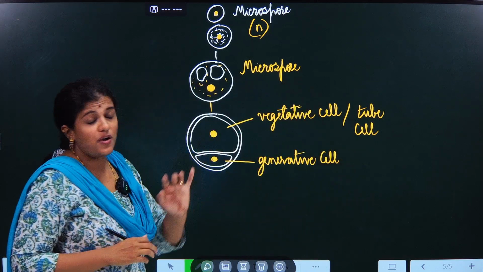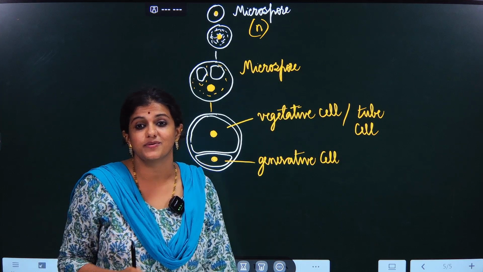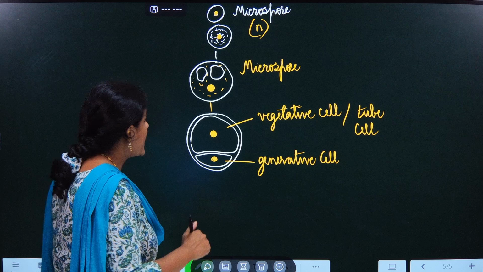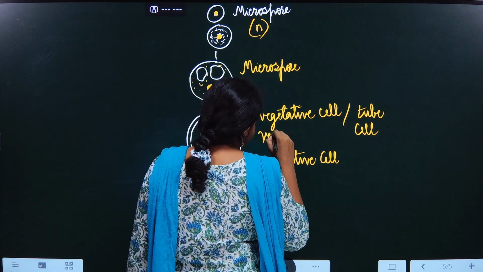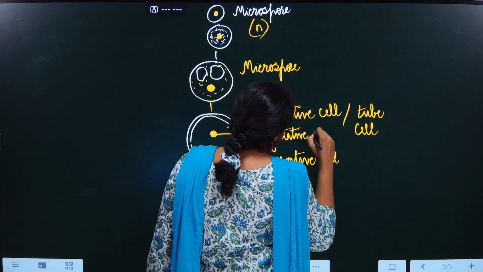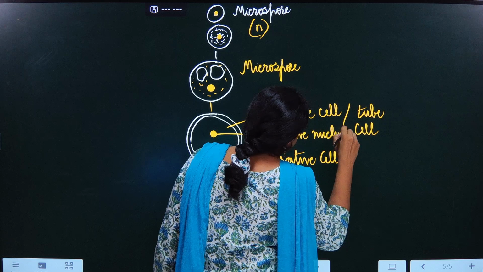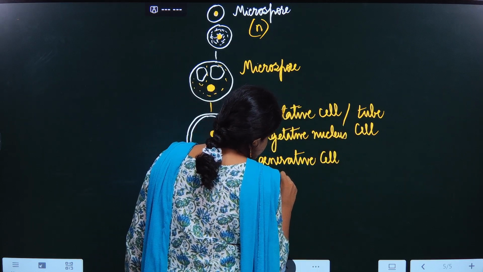Why is it called a tube cell? Because it is ultimately going to give rise to the pollen tube. And this nucleus is called the vegetative nucleus, and this is known as the generative nucleus.